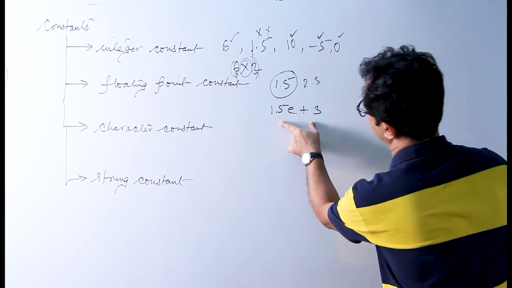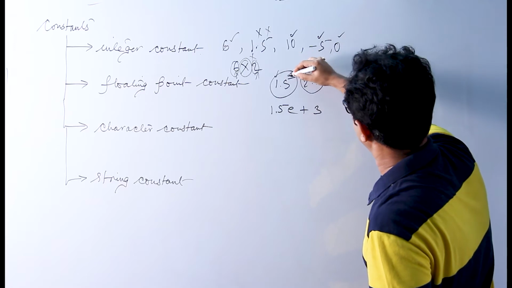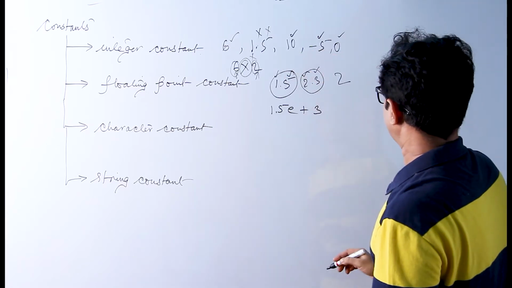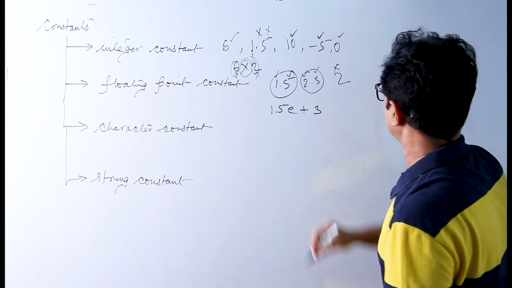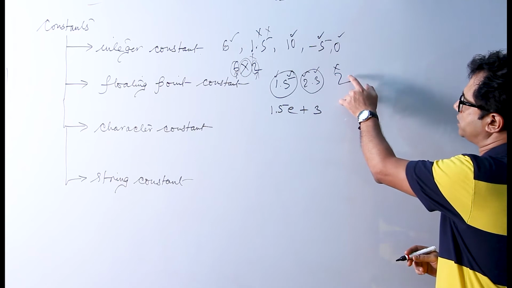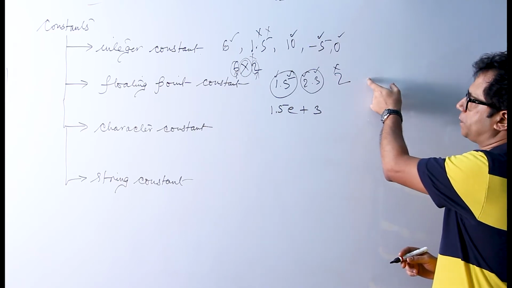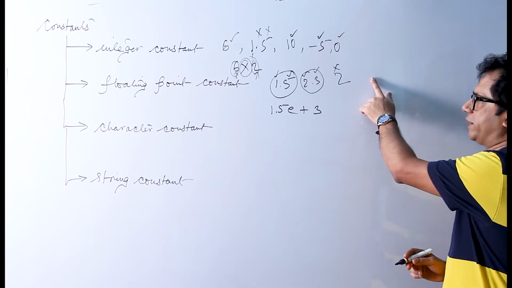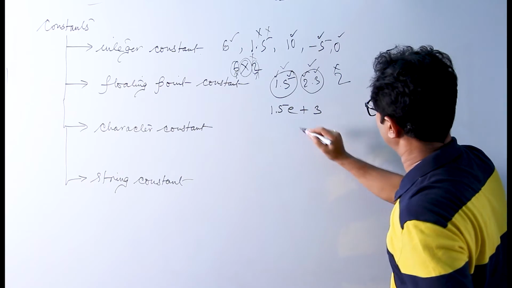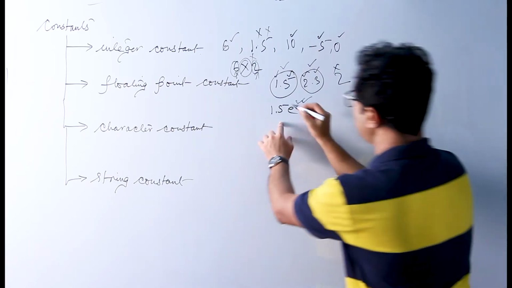What is the interpretation of this? This is a floating point constant because it has an integer part and a fractional part. Suppose we write 2. This is not a floating point constant because it doesn't contain a fractional part. After the decimal point, there is no fractional part attached. So this is not a floating point constant. The other ones are floating point constants.